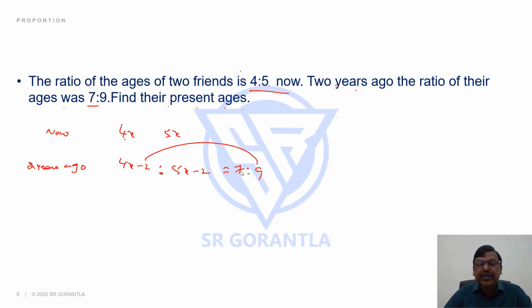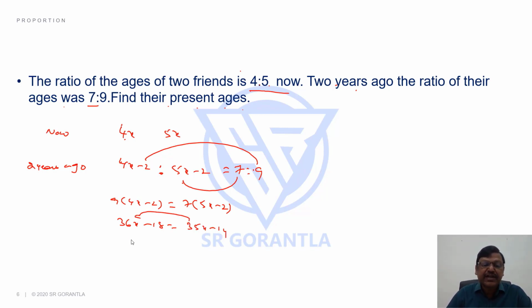You can say product of extremes is equal to product of means. 9 into (4x minus 2) equals 7 into (5x minus 2). You can say 36x minus 18 equals 35x minus 14. If x comes this side, x equals 4. Once x equals 4, now we are interested in their present ages. The present ages are 4x and 5x. 4 into 4 and 5 into 4, that is 16 and 20. This is our answer.